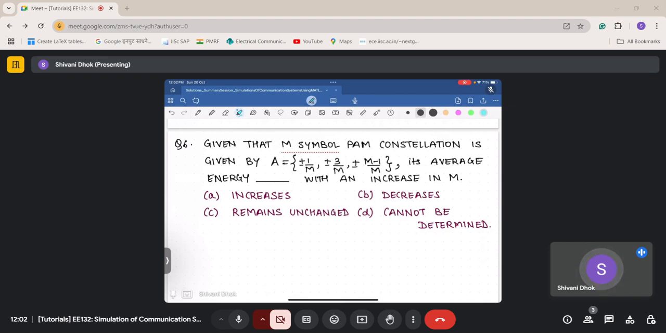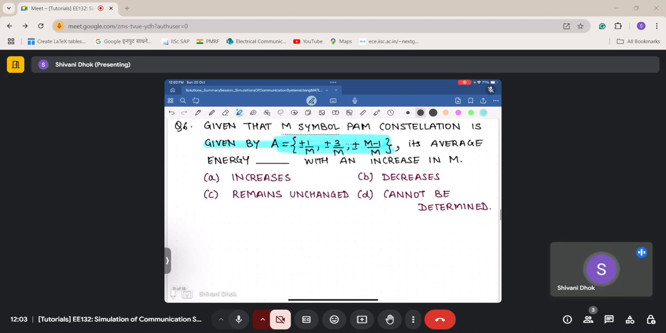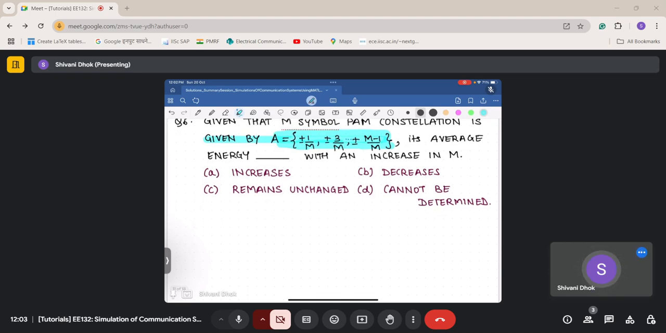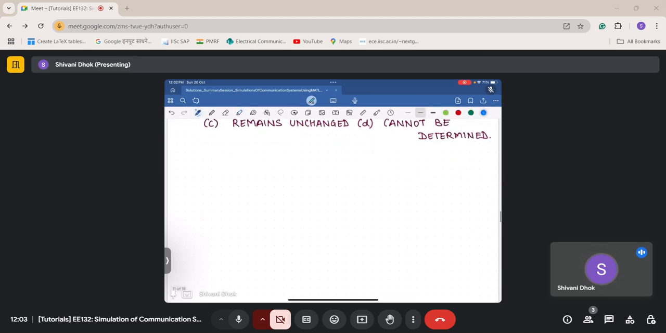Okay, so this is also another doubt which was asked. It says that given that M symbol PAM constellation is given by A equal to, so this is the constellation that is given to us. So there is dot dot dot here. Its average energy dash with an increase in M. Your options are increases, decreases, remains unchanged, and cannot be determined. So to understand this, first we need to figure out what happens to the average energy for a given M. Okay. So let us calculate the average energy.